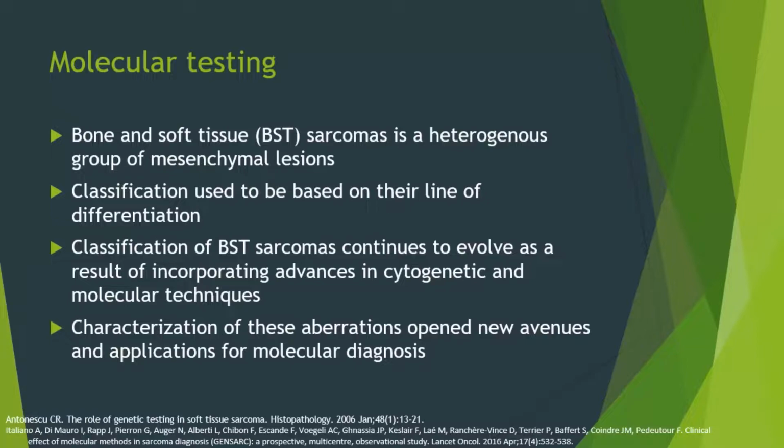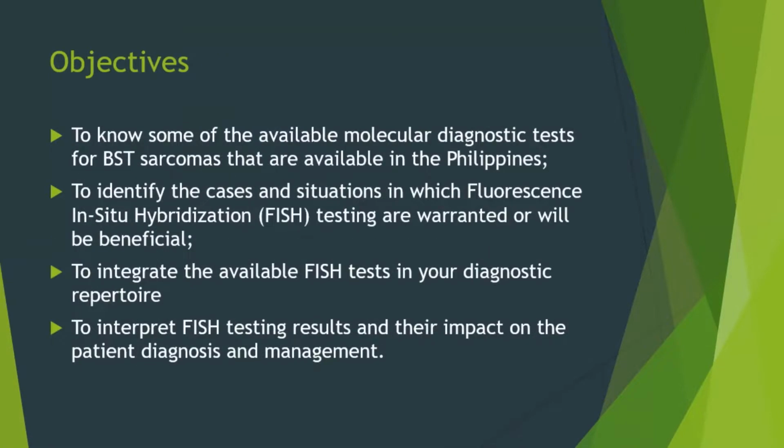So there are already a lot of molecular tests that have been developed for the diagnosis not just of bone and soft tissue sarcomas but other tumors in general. Unfortunately, not all of these tests are available in our country. So for this talk, I am going to focus on the locally available molecular diagnostic tests for bone and soft tissue sarcomas. So my goal is at the end of this talk, you would be able to, number one, know some of the available molecular diagnostic tests for bone and soft tissue sarcomas that are available in the Philippines, which we will be limited to discussing fluorescence in situ hybridization, which is newly available in some of the centers in our country, such as where I work in, the Philippine General Hospital.